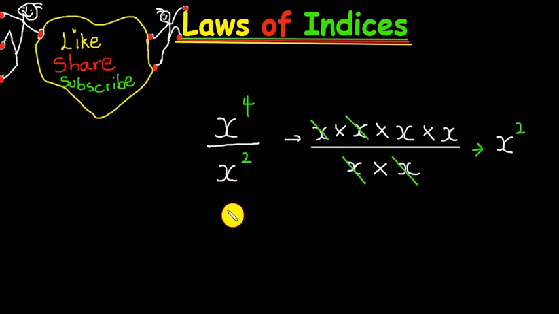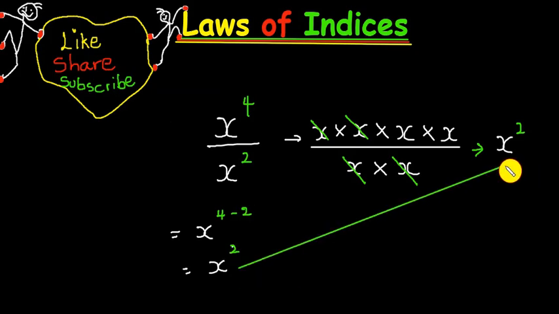So this brings us to the second rule. The second rule states that when the bases are the same, when dividing expressions, then we subtract their powers. It is always top subtract bottom. We have 4 subtract 2. Here, our answer is x to the second power. If we notice, this is the same as that.